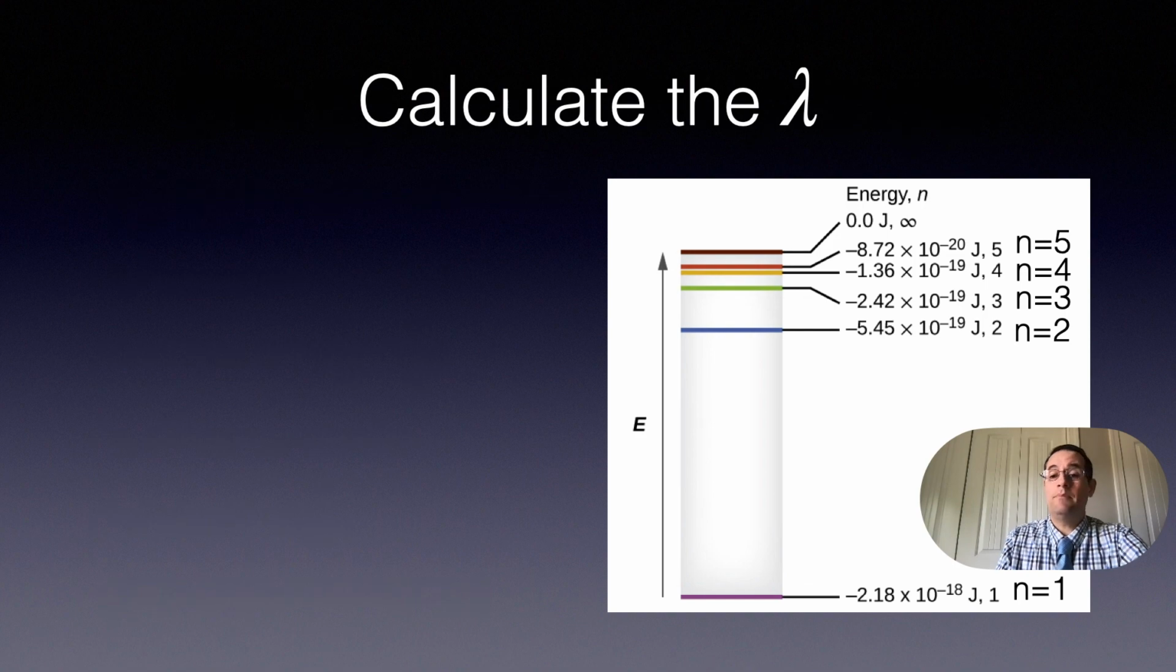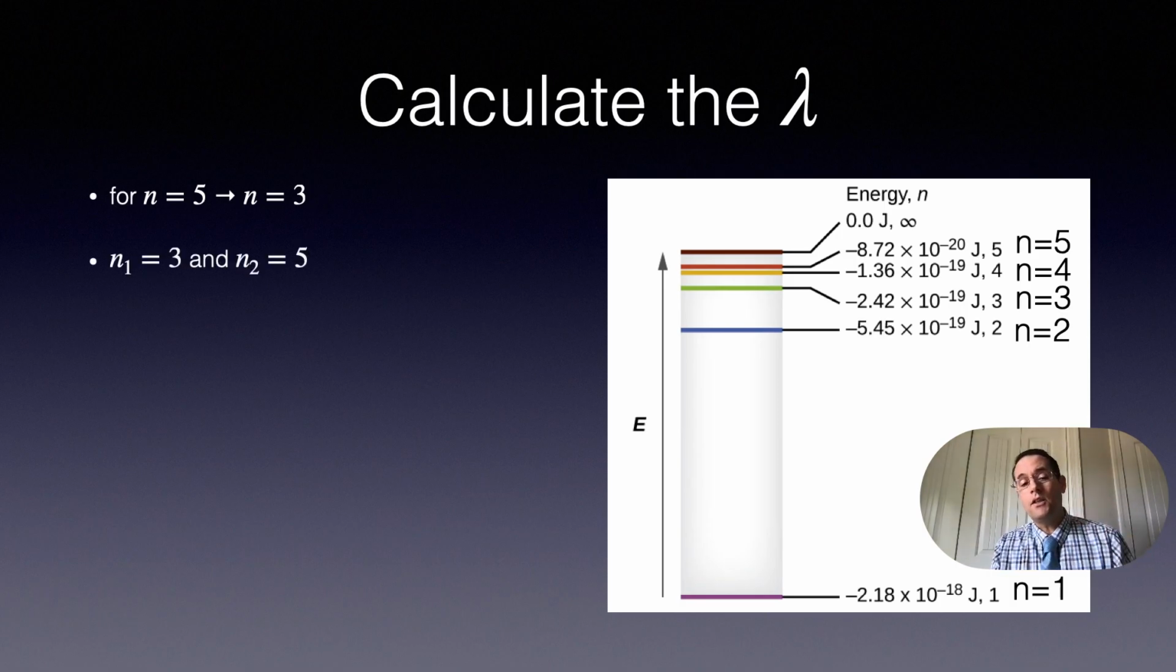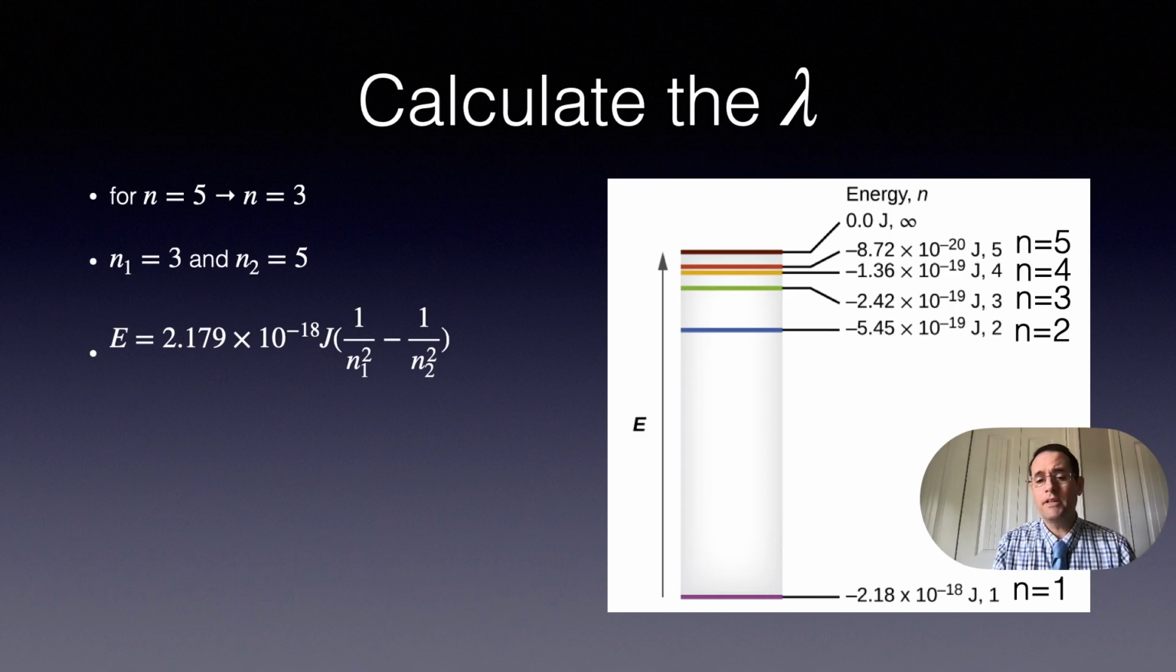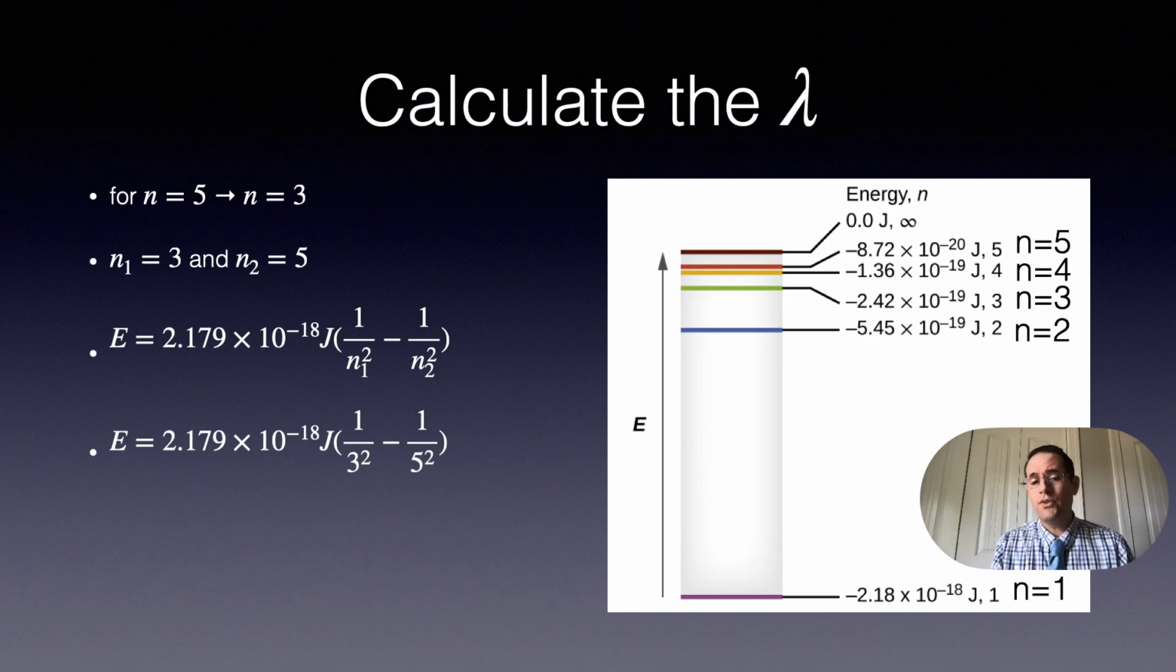Let's do an example. Here we want to calculate the wavelength of electromagnetic radiation released from, it looks like an emission, from N equals 5 to N equals 3. First of all, you want to identify the lower number, N1 is 3, and the higher number, N2 is 5. Plug this into your Rydberg equation. Here it is in its basic form. And plug it in. So it's 1 over 3 squared minus 1 over 5 squared. So you have some squared terms in there. So that's the Rydberg constant times 1/9 minus 1/25.